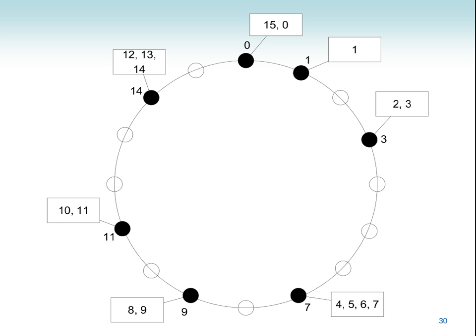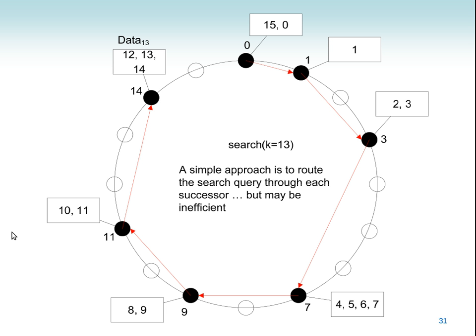When we search, we want to be able to find the resources quickly. How do we search? Here's a simple approach to search. Here's an example where node 0 is searching for a resource with key 13.